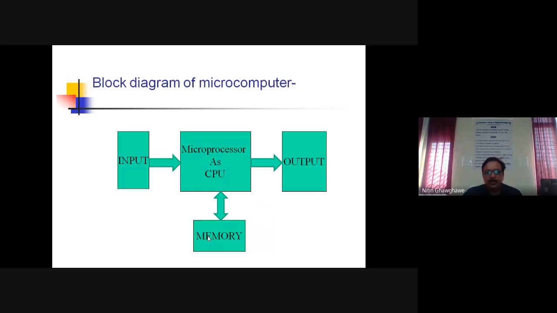Now, if you want to get some data from a particular memory location, microprocessor will have to send the address to memory, and accordingly the data can be fetched into the microprocessor. Is it clear? Okay.